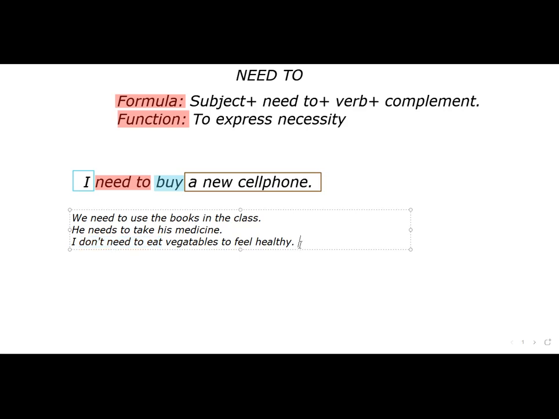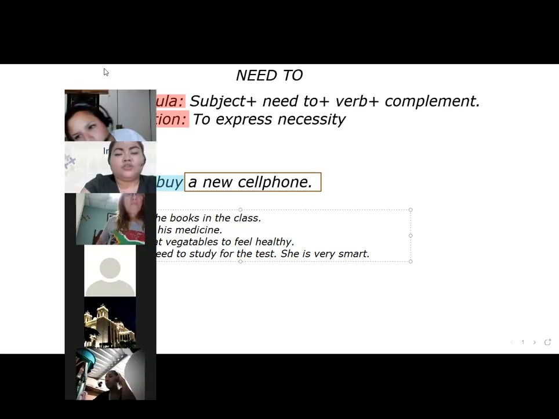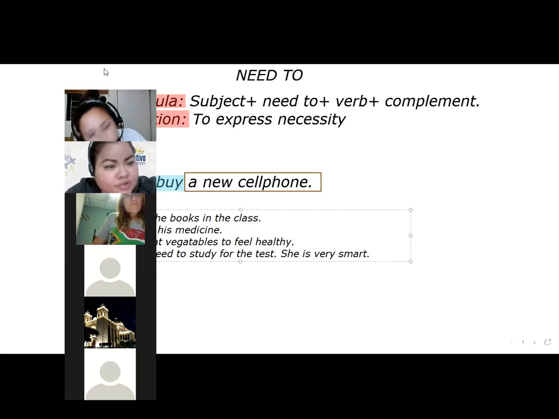And if it's third person singular, we can say Karen doesn't need to study for the test. She's very smart. Right? She doesn't need to do this, she's smart, she will pass the test, right? So we have examples of this grammar topic, need to, right? ¿Entendemos esta estructura?